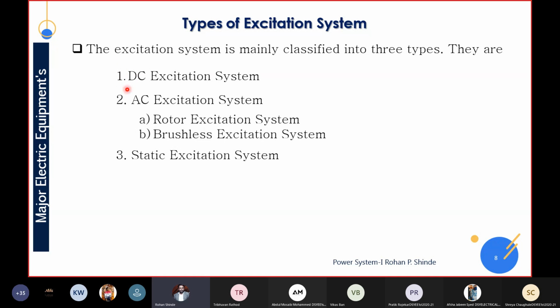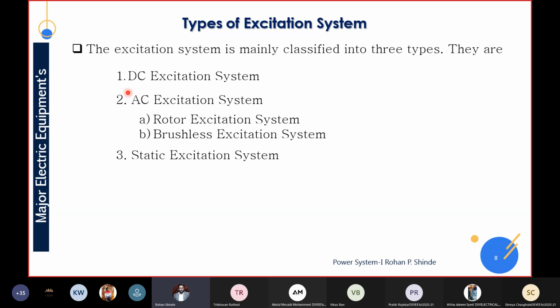See here, in the DC excitation system, we know that DC motors are there, right. Similarly, some DC excitation systems are there, right. We know that AC motors are there, so an AC excitation system is also there. Now the static excitation system is there. We know that transformers, right, are static devices, so some static excitation system is also there, right.